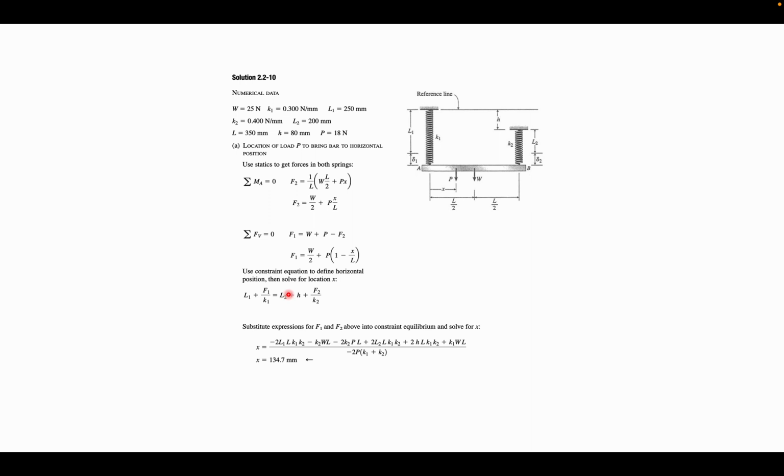And finally, when we substitute the value of F1, which is equal to W by 2 plus Px by L, and put it in this equation, and also the value of F2, which is equal to W by 2 plus P in brackets 1 minus X by L, and substitute it in this equation, we will finally get the value of X, which is equal to 134.7 mm.